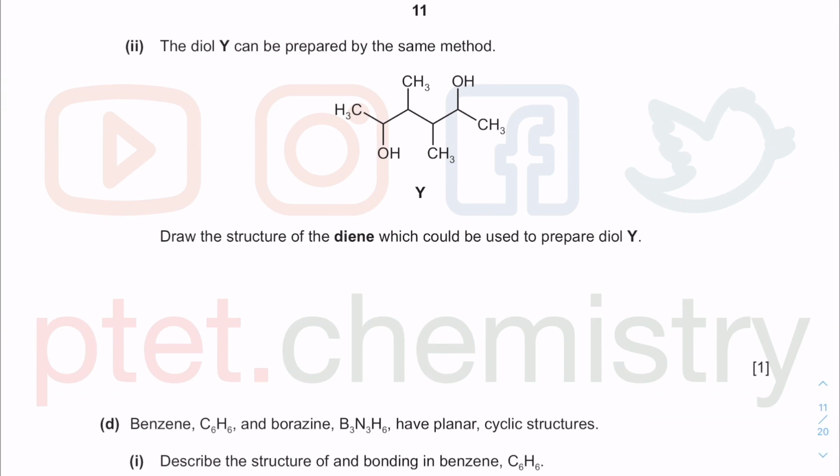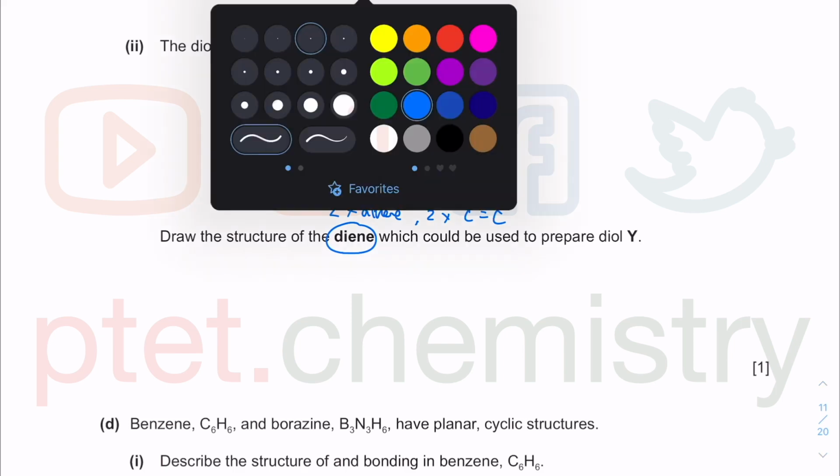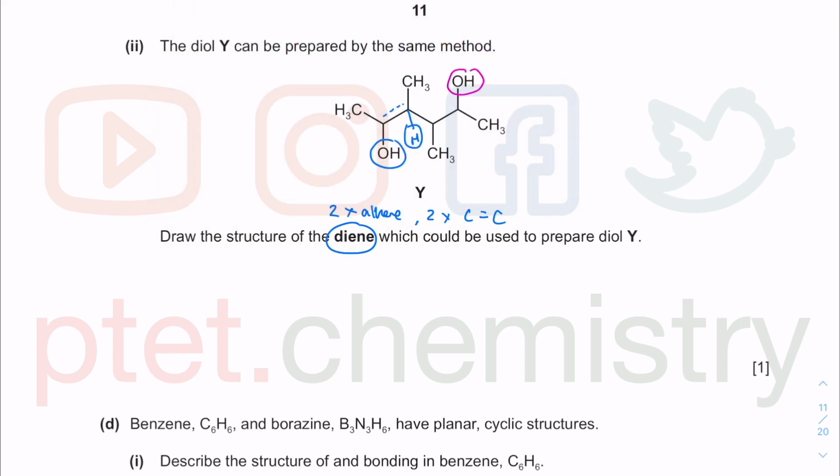Now this diol Y can be prepared by the same method. So now you want a diene. Diene means 2 times alkene. So 2 times carbon-carbon double bond, which could be used to prepare diol Y. So you could see the OH is here, and you must add onto carbon-carbon double bond. If my carbon-carbon double bond is there, so that means I've added that. And now if I draw another OH here, then I have another H here. So that means my other double bond is there. So I just remove that and I get the double bond.